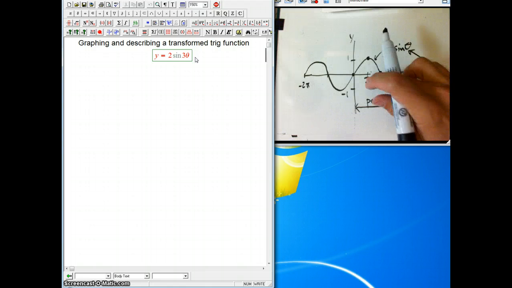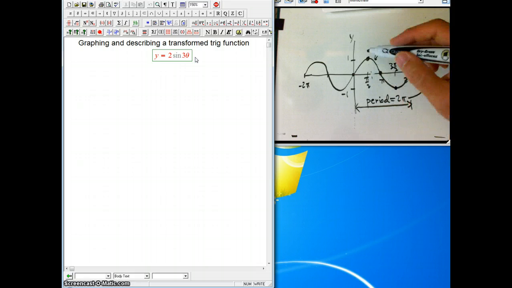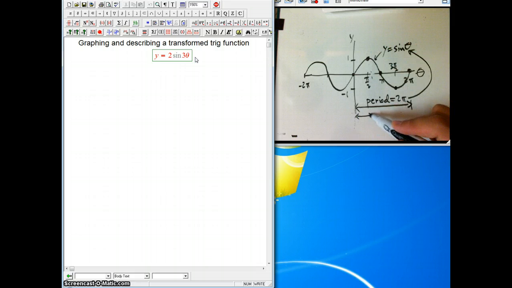And one thing I want to emphasize is that one way to think about these points that we plot, the 1, 2, 3, 4, 5 points that make up one cycle, they happen every quarter of a period. So like pi over 2 here is a quarter of a period. And we're going to see that that leads to a really nice method for graphing modified trig functions.